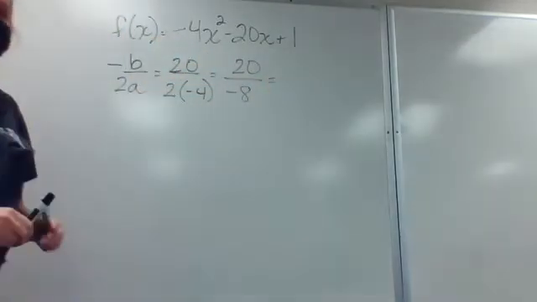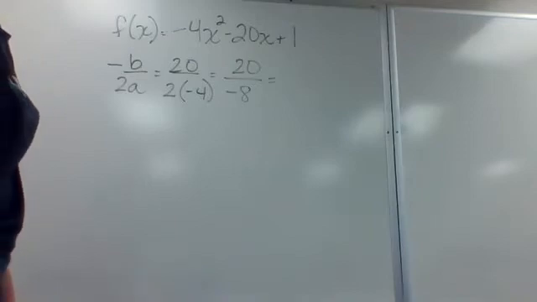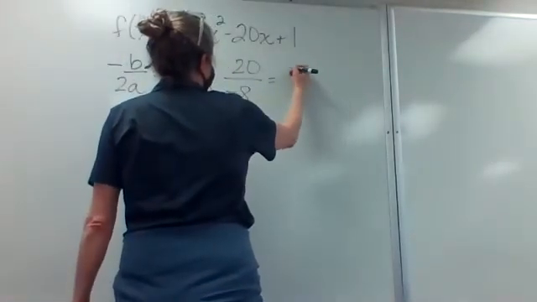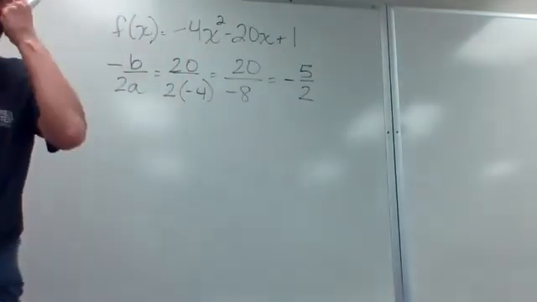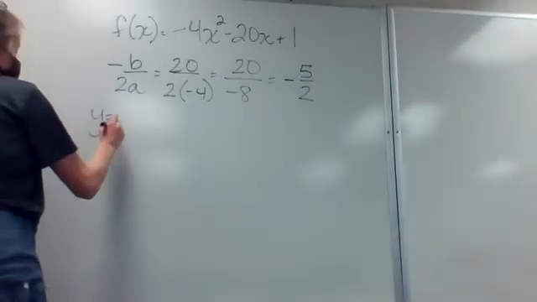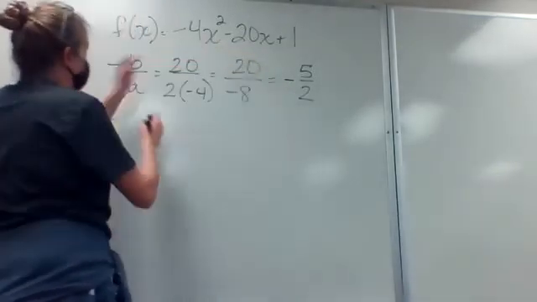So if you put that in your calculator to math, enter it, what's it going to give you? 5 over 2, negative 5 over 2. So there's your x coordinate of your vertex. This would be a pain if I didn't have a calculator, but I do. I'm replacing my x's with negative 5 halves.